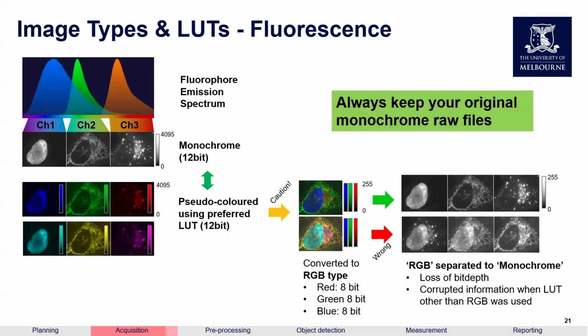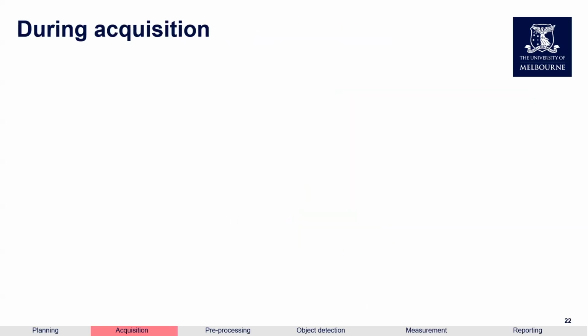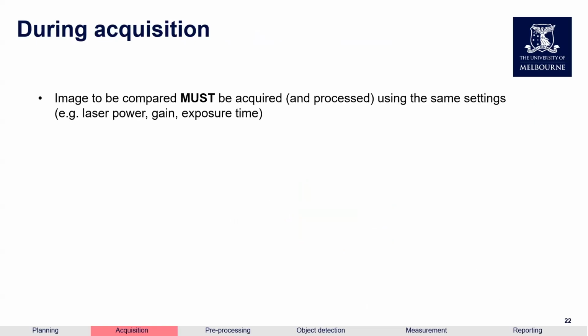So the take-home message is always keep your original monochrome raw files and measure from those, and don't measure from any RGB exported image. Additionally, a few important points to keep in mind. The first is any images you plan to compare must be acquired and processed with identical settings, because differences in laser power, detector gain, or exposure time will invalidate the comparison.